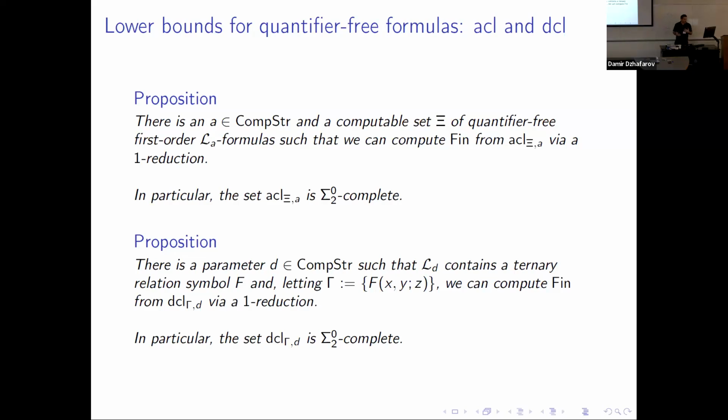Similarly, with definable closure, I can find something where the language is very simple and the collection of formulas we need. So remember, we're allowed to look at any arbitrary computable collection of formulas, and look at the definable closure relative to those formulas. The formulas we need are only a single formula in order to get the maximally complex definable closure relation. And we're also able to get a one reduction from the definable closure relation into finite sets. Okay.